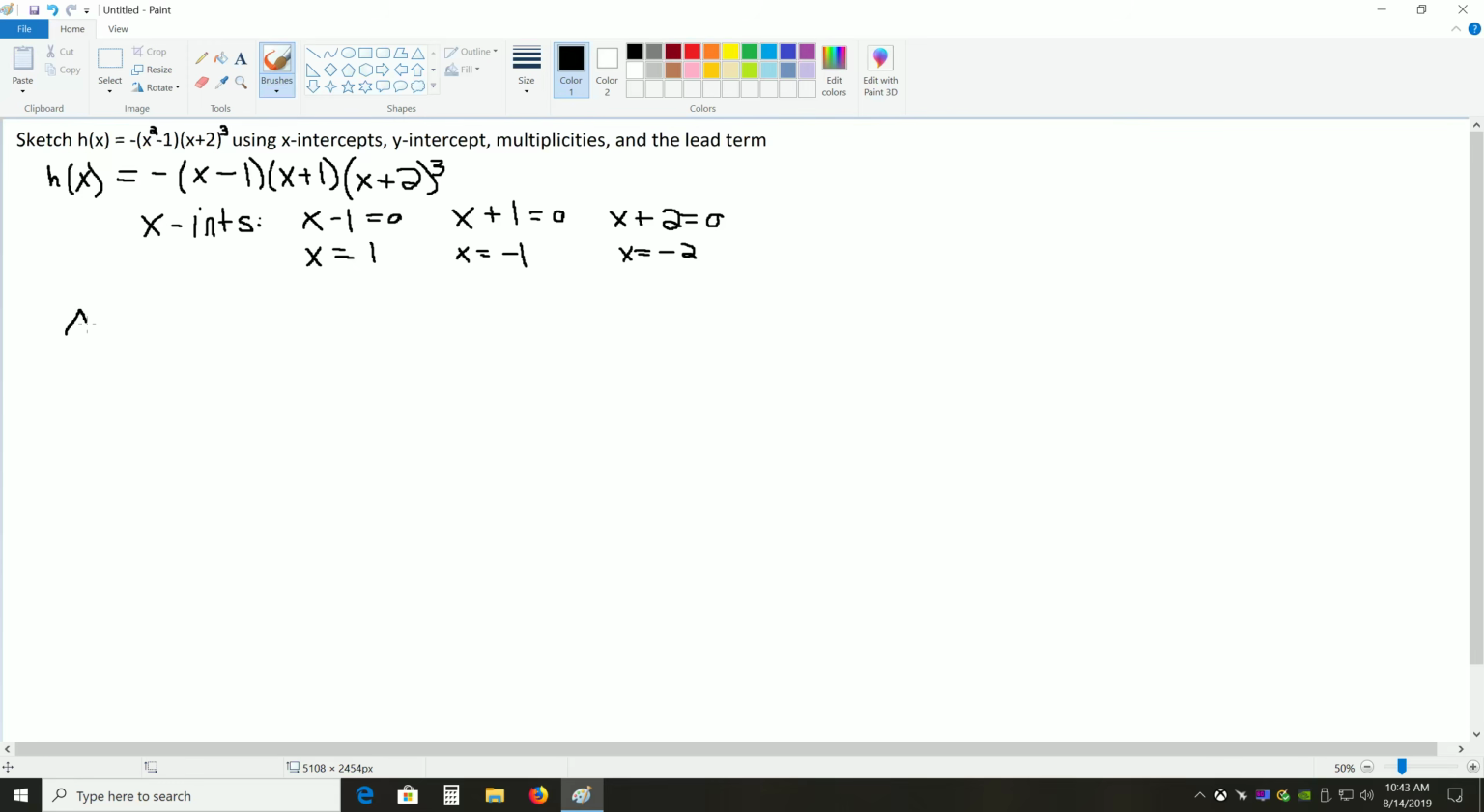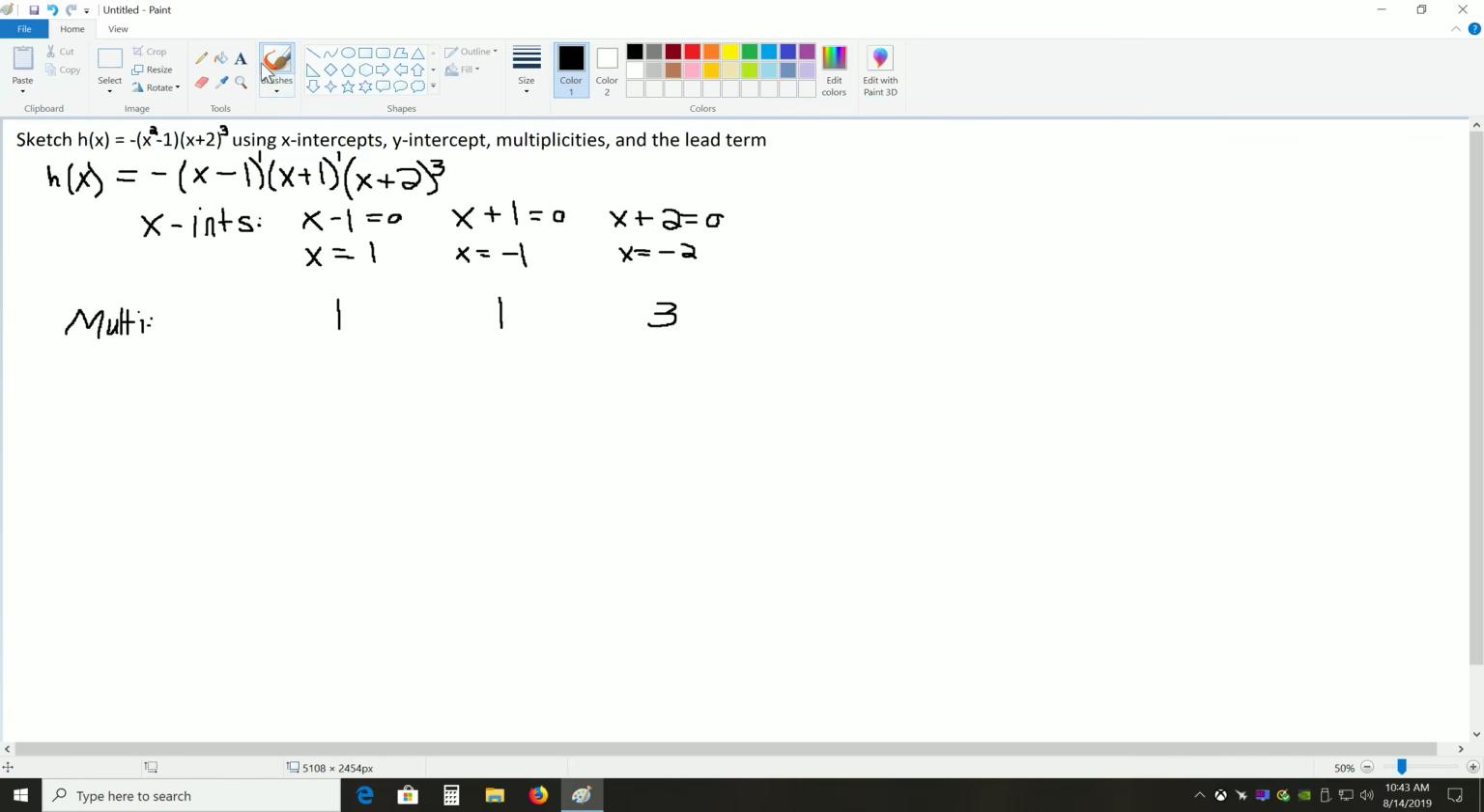And from here, we can use the multiplicities to decide what happens at each of these x-intercepts. So for instance, the exponent of x equals 1, meaning if you go back to its factor, x minus 1, it has an exponent of 1, which means its multiplicity is 1. For x equals negative 1, its factor was x plus 1, and again, its exponent is 1, so it has a multiplicity of 1. And finally, x equals negative 2's factor was x plus 2, it has a multiplicity of 3.